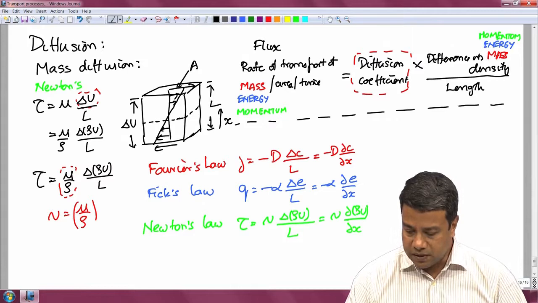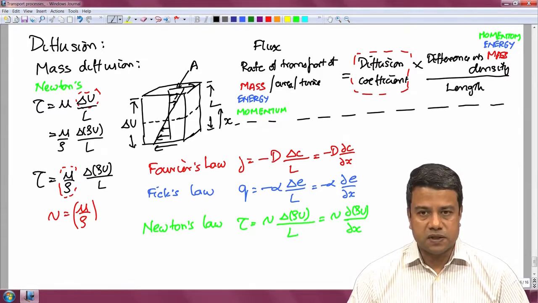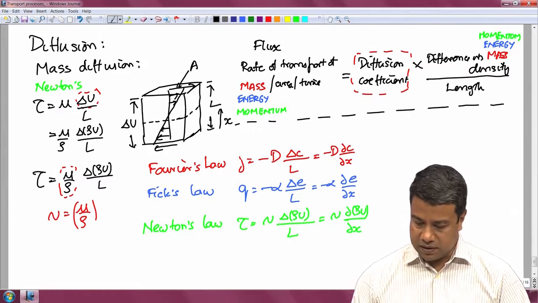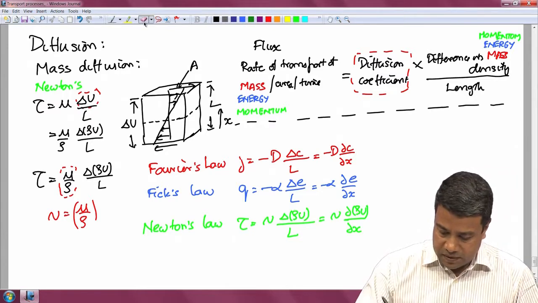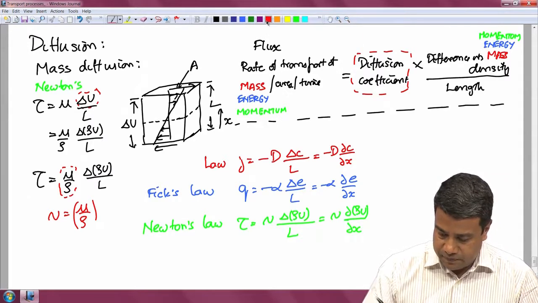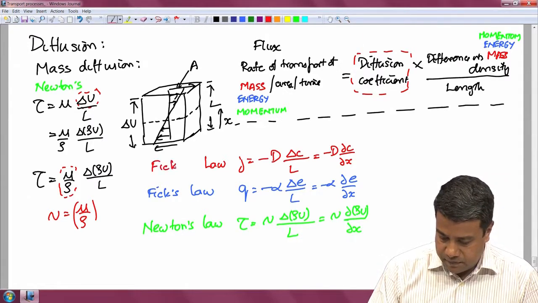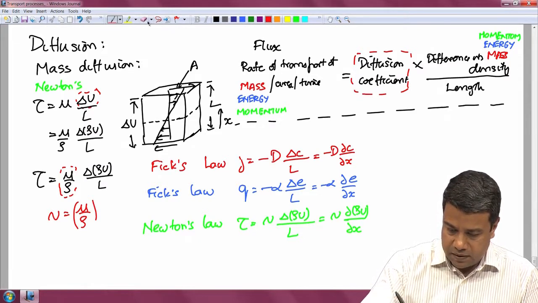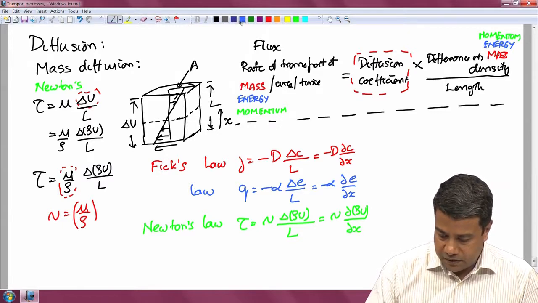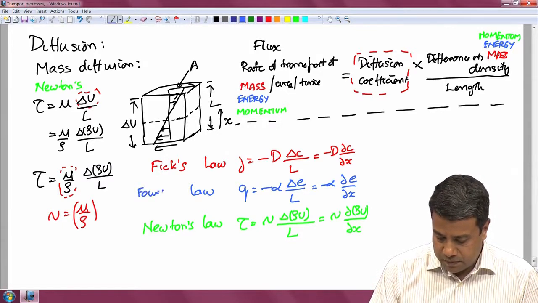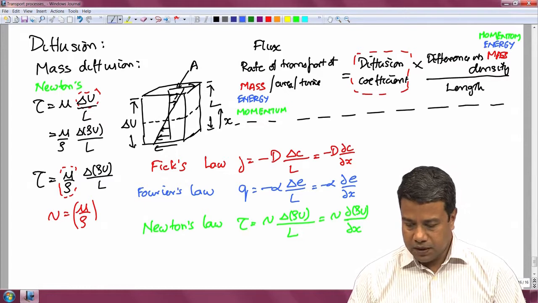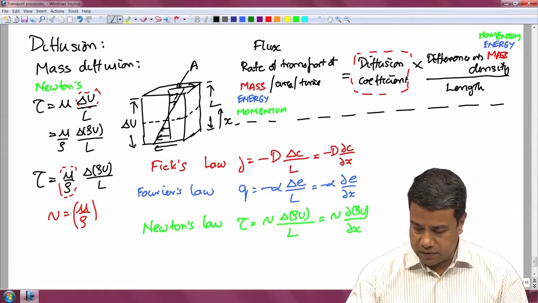And what we had got was diffusion coefficients for mass, momentum and energy. I have interchanged these two here, my apologies. This should be Fick's law. And this one should be Fourier's law of heat conduction. And these things here are the diffusion coefficients.